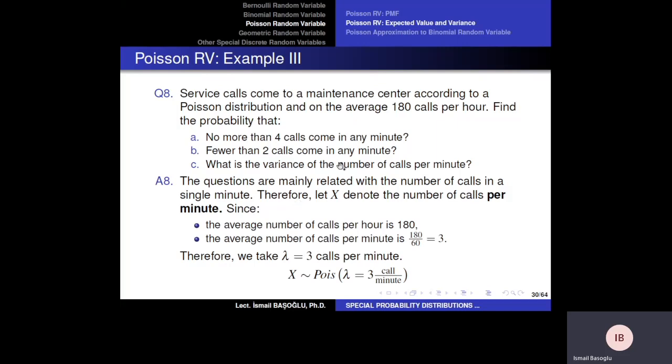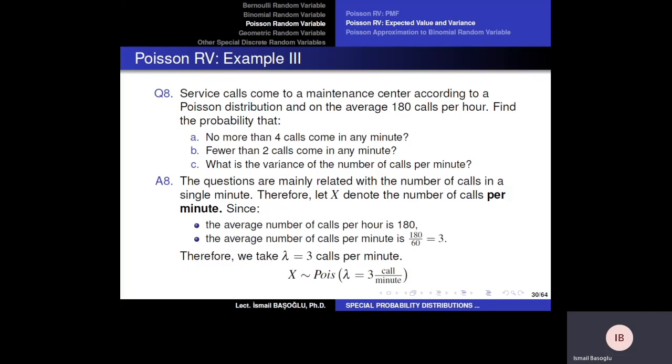Okay, now in this question, if you realize, the questions are always asked in minutely terms, okay? No more than 4 calls come in any minute. Fewer than 2 calls come in any minute. However, the information about the Poisson random variable is given in hourly units. Now we need to be very careful, okay? So, we need to say that x is a Poisson random variable with rate parameter equal to 180 calls per hour.